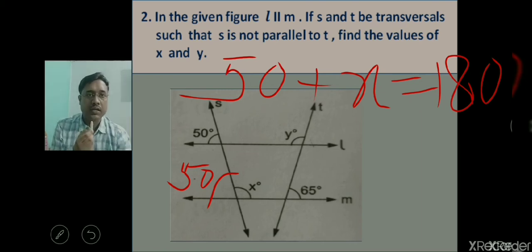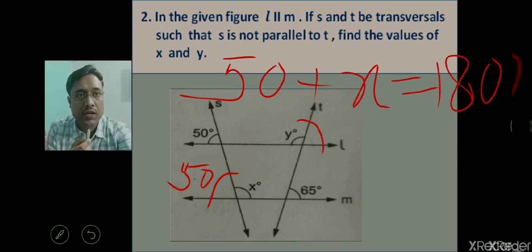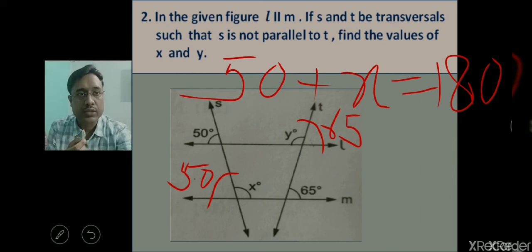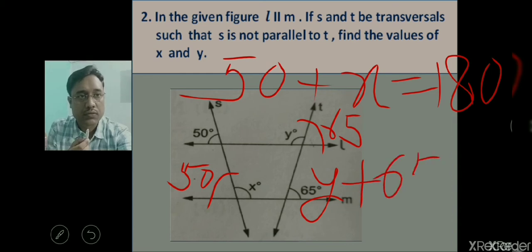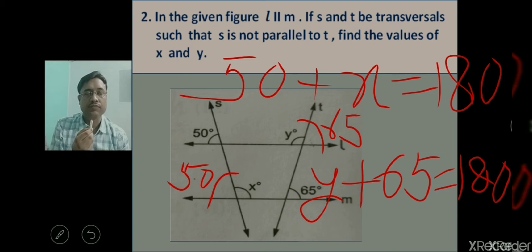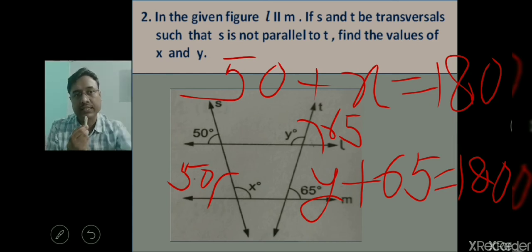Now you will get this angle y. So this is 65, and this is also 65, because they are corresponding angles. Now y plus 65 is 180 degrees, and the reason you will give is that they are a linear pair of angles. Then y equals 180 minus 65, so this will come to 115 degrees. In this way you can find the values of x and y here.